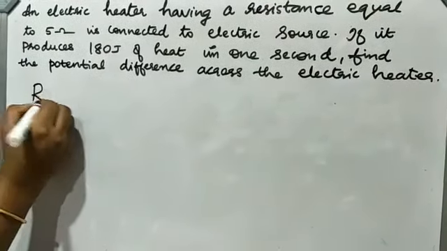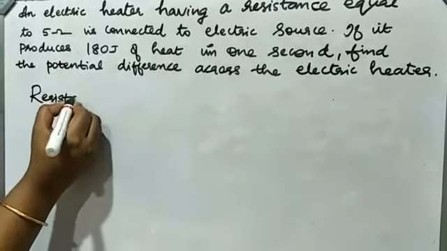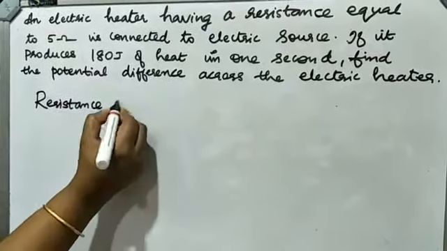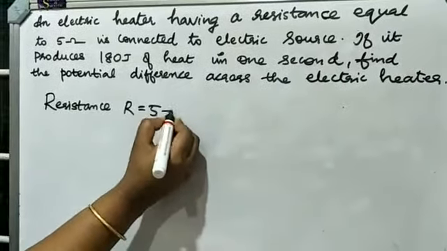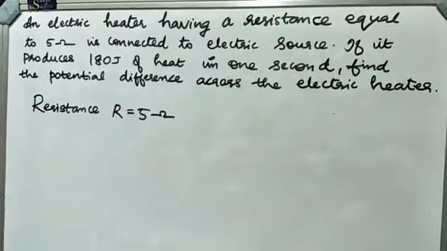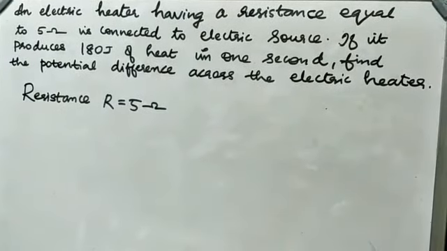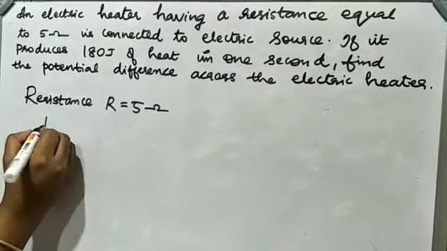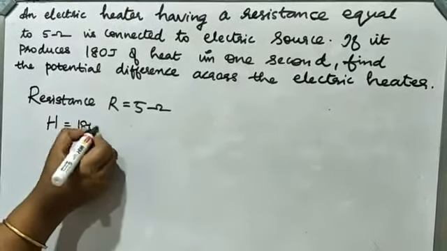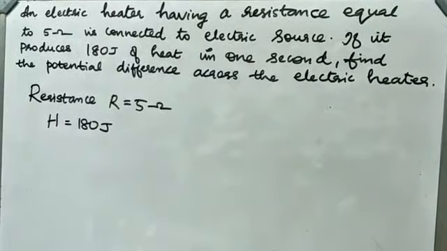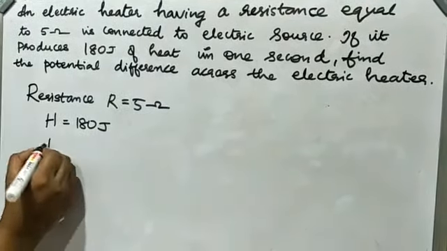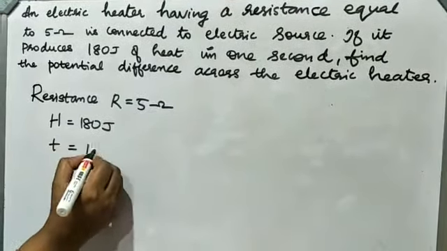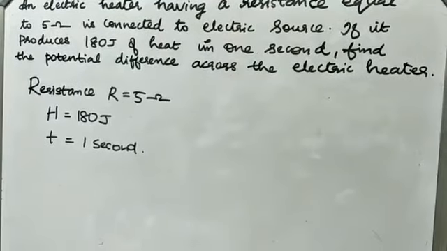So, it is given that resistance R is equal to 5 ohm. And it is connected to a source, and it produces a heat of 180 joules. So, here heat produced is equal to 180 joule. And what is the time given here in this question? Time t is equal to 1 second. Now we have to find out what is the potential difference across the electric heater.